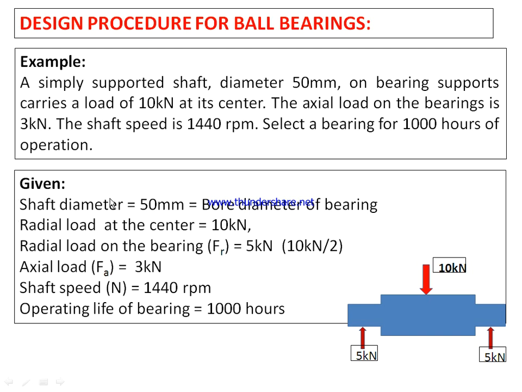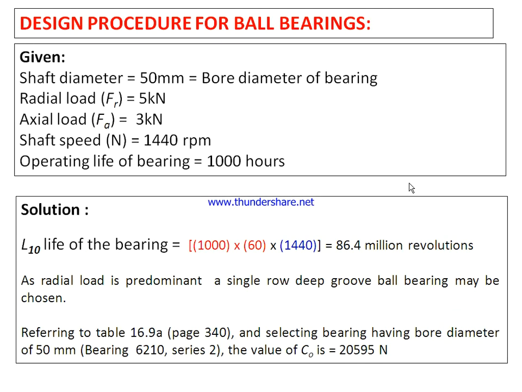So given our shaft diameter. Shaft diameter is nothing but the bore diameter of the bearing, 50 millimeter. Radial load at the center, 10 kilonewton. Radial load on each bearing, 10 divided by 2, 5 kilonewton. Axial load in this direction, 3 kilonewton. The speed of the shaft, 1440 rpm. Then the life of the bearing it has to run for is 1000 hours.